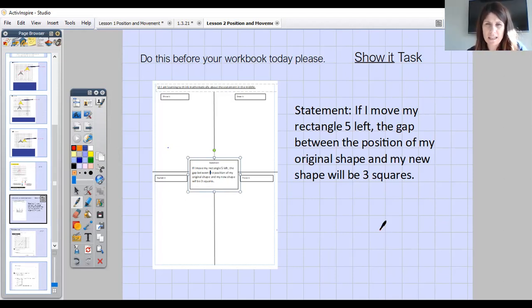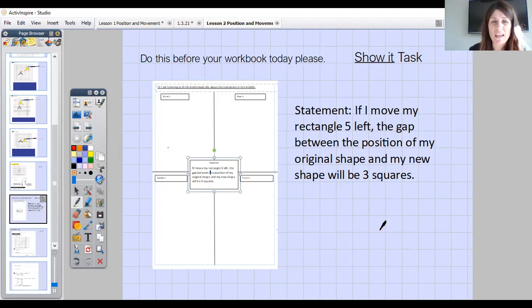But your statement is, if I move my rectangle 5 left, the gap between the position of my original shape and my new shape will be 3 squares. So it's a bit of a challenge there. You have to explore that. So think really carefully about how you might show it. Is there a way of drawing it? I don't know on this one. It's a bit different, isn't it?